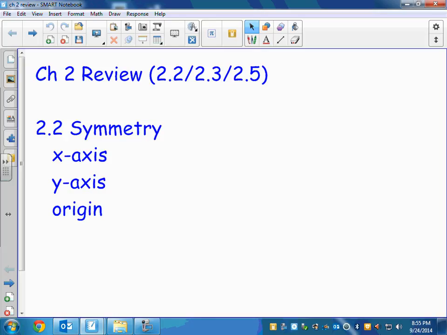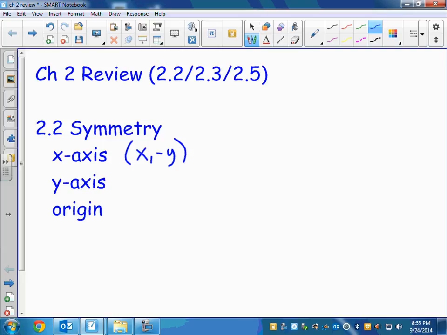So remember that in 2-2, the big idea was symmetry. You want to be able to test for symmetry. If I give you a graph, that's pretty easy. But if I give you an equation, remember what you're looking for is if you plug in these negatives for x and y, that you get the same thing back. For the x-axis, remember if you flip it over the x-axis, then x stays the same, but you plug in negative y. So you want to look to see, do I get back the same thing if I plug in a negative y value? Remember, even exponents, you're going to always get back the same thing.